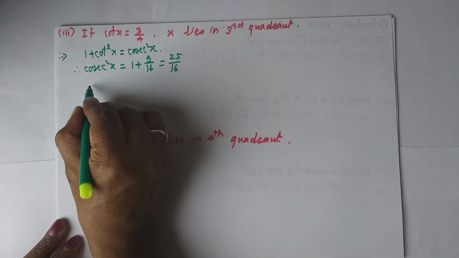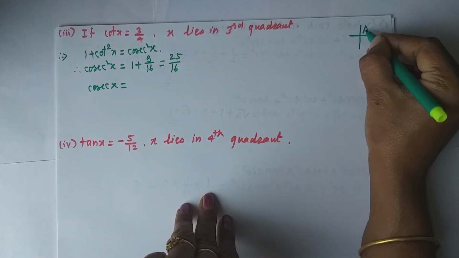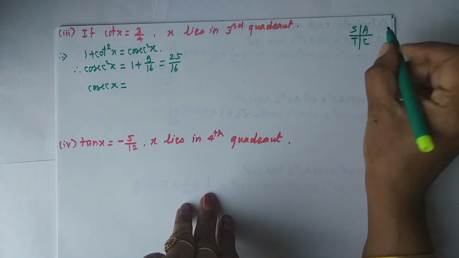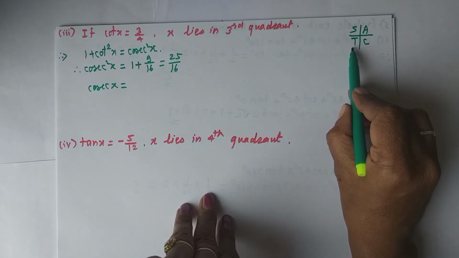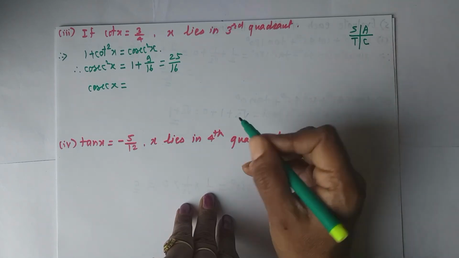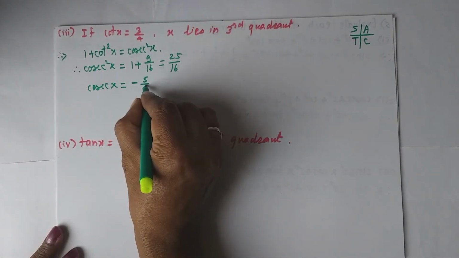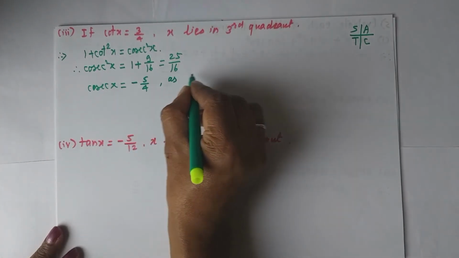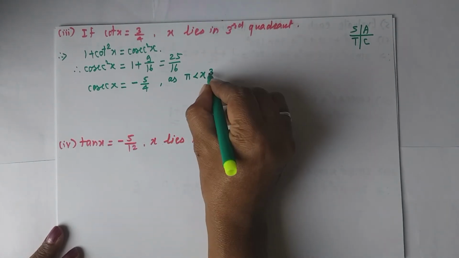Now take the square root, and for taking the square root again use the property all sin tan cos. Here x lies in the third quadrant and in the third quadrant only tan and cot are positive, remaining functions are negative. Therefore here you take the negative value 5 by 4 and write down as x lies in the third quadrant. Third quadrant means pi to 3 pi by 2.